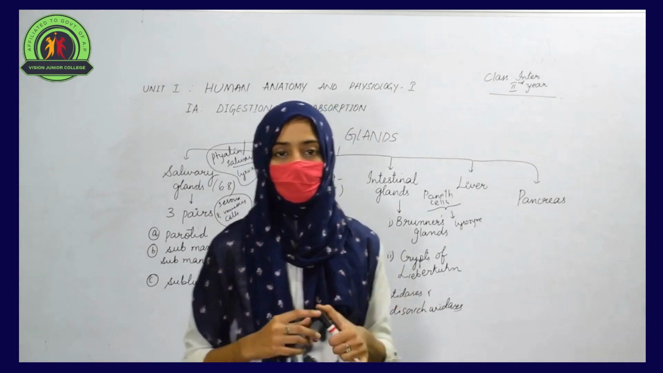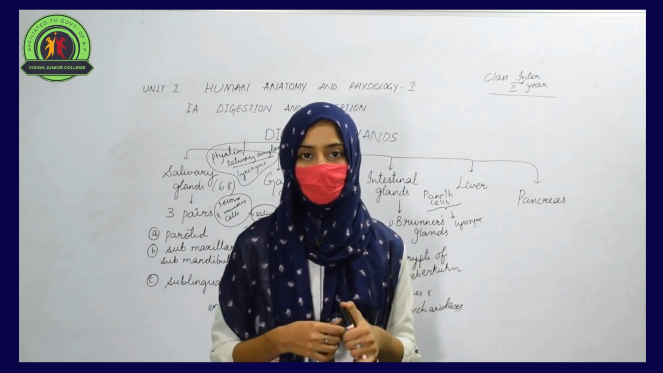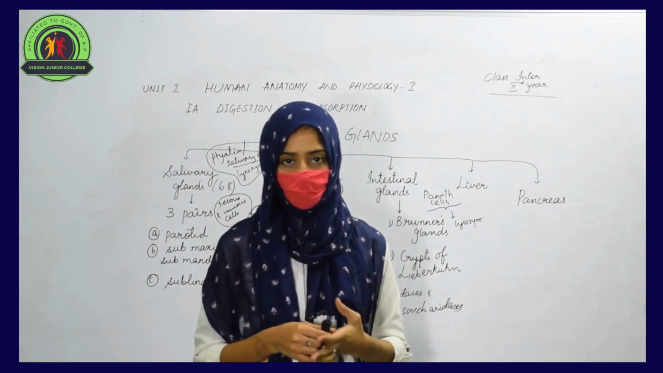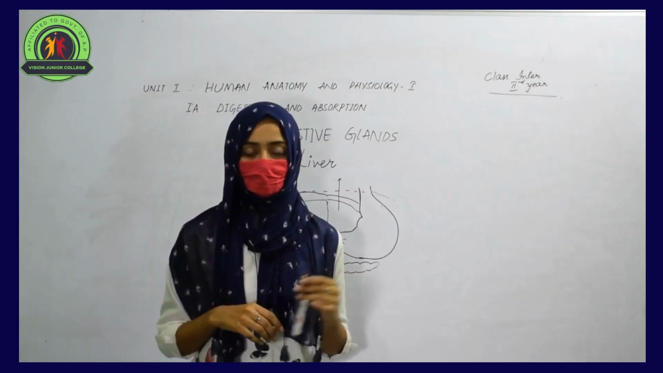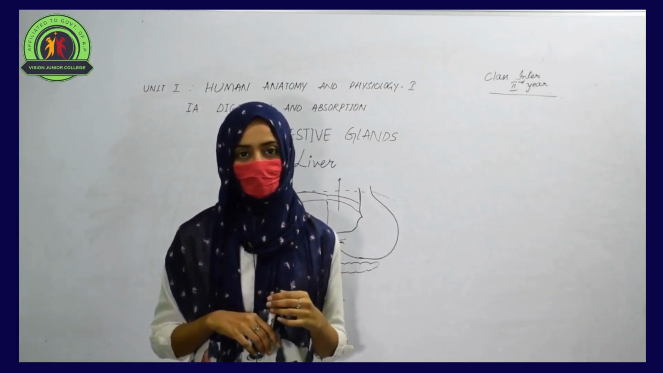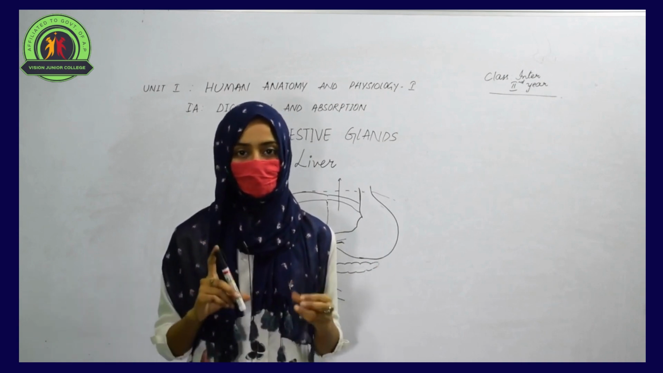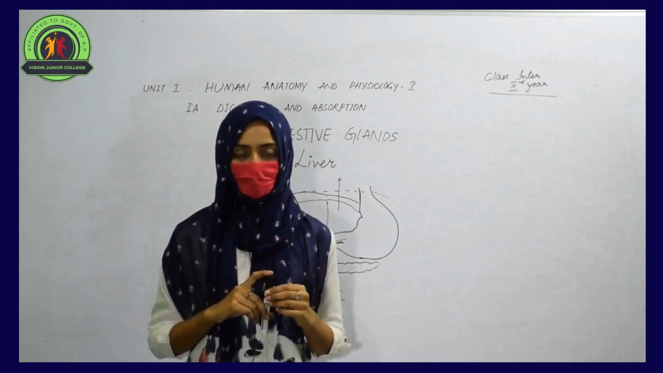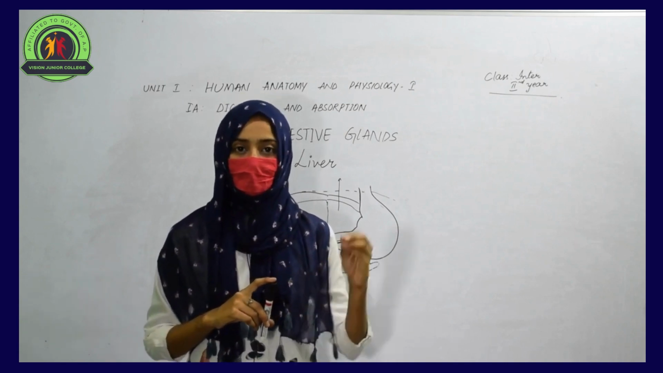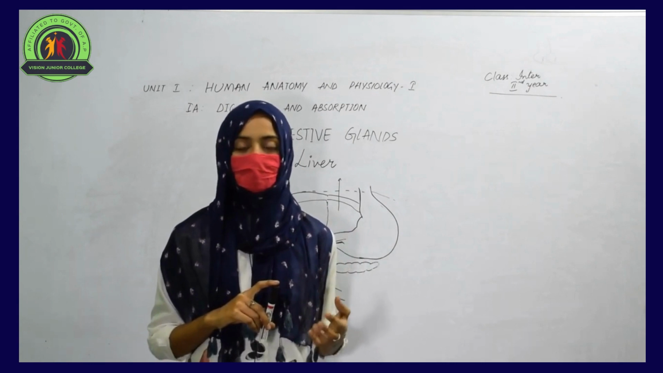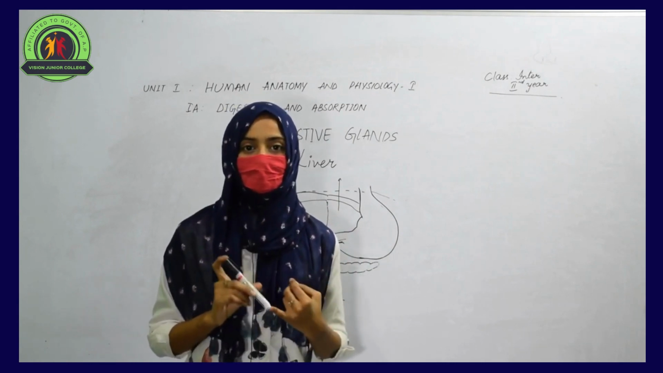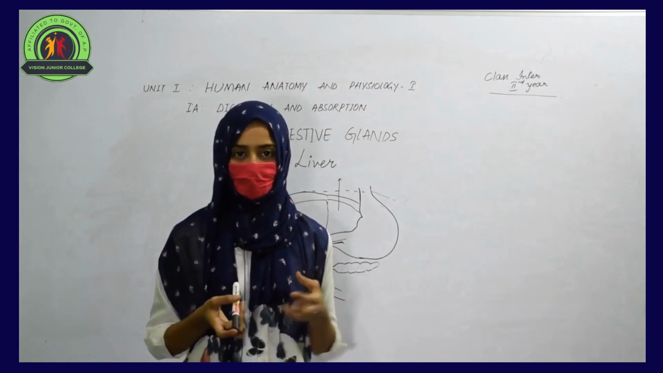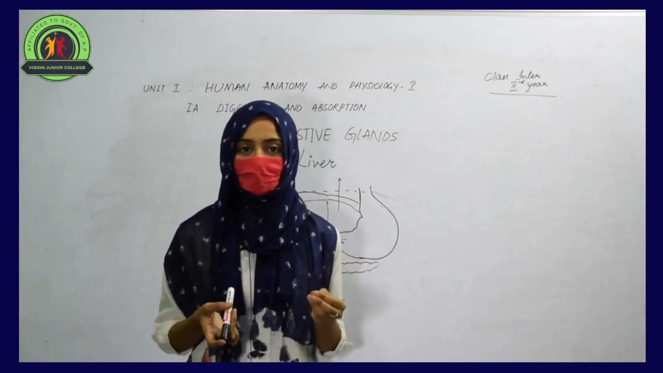Firstly, we'll see what the different glands present in the liver are and what the structure of the liver is. As I told you, the liver is the largest gland and it secretes the digestive juice called bile, which is very important in the process of digestion. Now we'll see the different ducts present in the liver, how they are connected with each other and how they secrete the digestive juices.